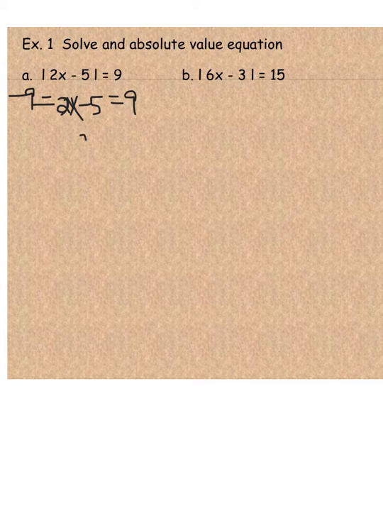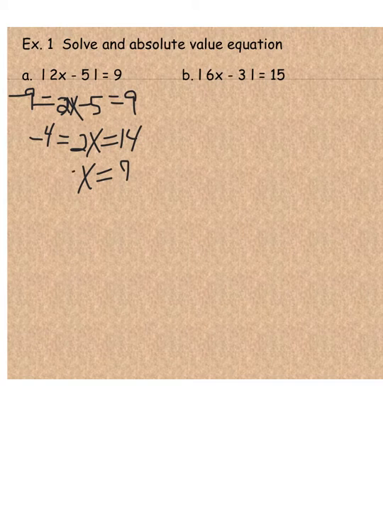So if I add 5 to both sides, we see that 2x equals 14, and 2x will also equal -4. This tells me that x could be equal to 7, or that x could be equal to -2. And if you take the time to plug those two values back into the original equation, you'll see that both of those give us an accurate answer.